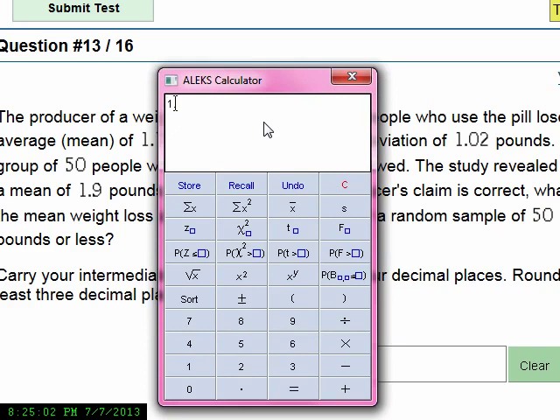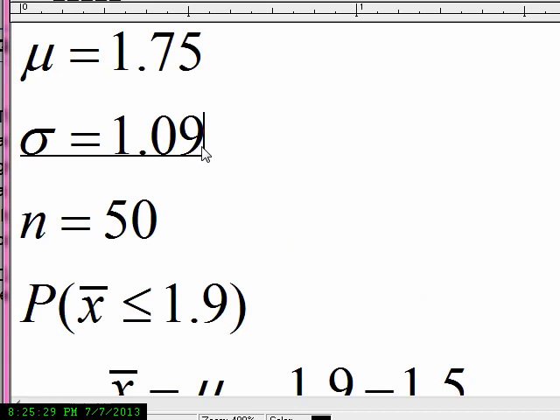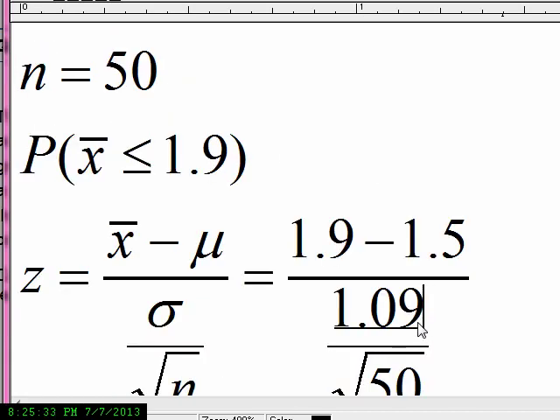So we're going to do 1.9 minus 1.75 divided by sigma. Oh, it's 1.02, not 1.09. Sorry, fix that. 1.02, not 1.09. Divided by the square root of 50. So out here on the inline equation, this should have been 1.02.